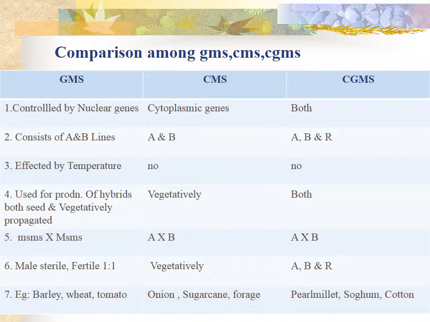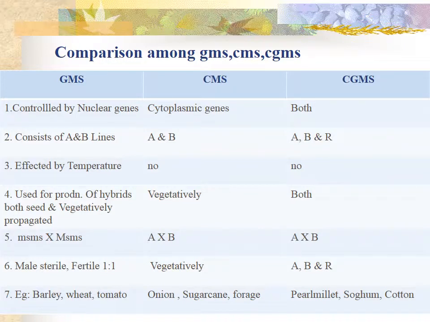Comparison among the three: GMS is controlled by nuclear genes, CMS by cytoplasmic genes, and CGMS by nuclear as well as cytoplasmic genes. GMS consists of AB lines, CMS also AB lines, and CGMS A, B and R lines. GMS is affected by temperature, whereas CMS and CGMS are not affected. CGMS is used in production of hybrids, both seeds and vegetatively propagated. CMS is used only for vegetatively propagated, and CGMS for both vegetatively and seed propagated plants.